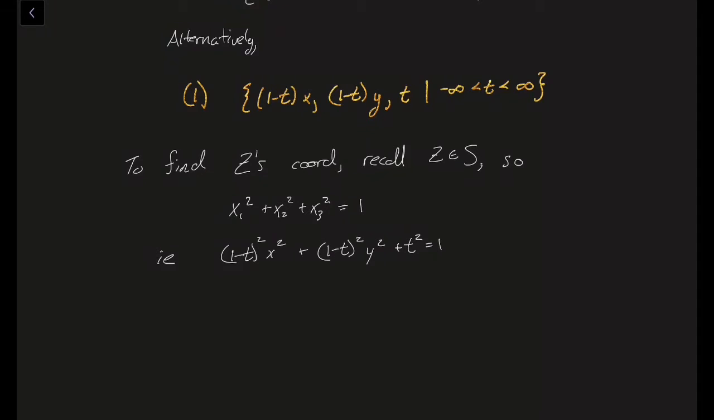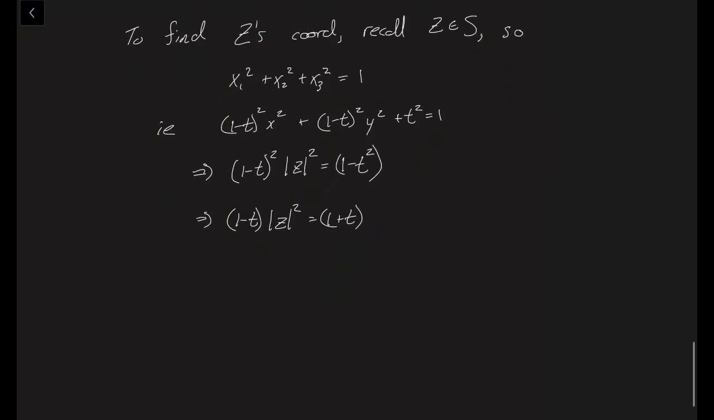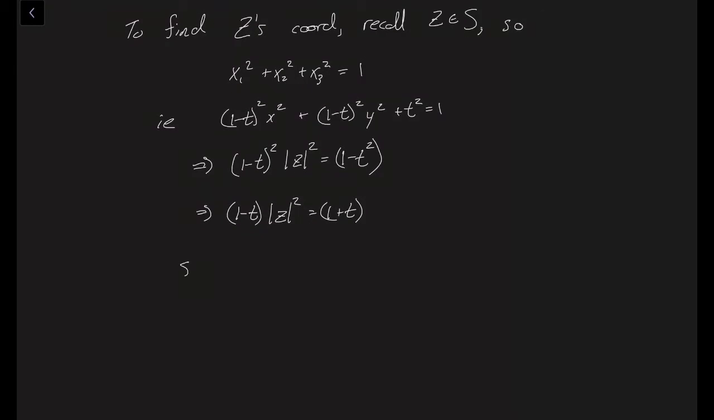So writing it all out, we can factor out that 1 minus t squared on the left-hand side and push that t squared over onto the right-hand side. And we get 1 minus t squared times x squared plus y squared. But remember that that is actually the length of the complex number itself squared. So we get 1 minus t squared times the magnitude of z squared is equal to 1 minus t squared. And we can divide both sides by 1 minus t, and we get 1 minus t times the magnitude of z squared is equal to 1 plus t.